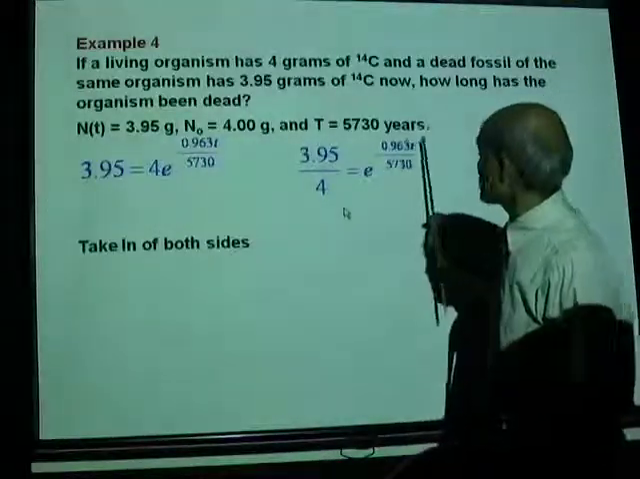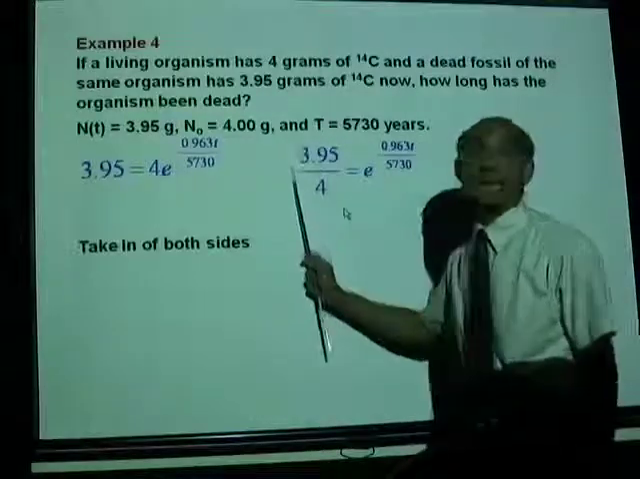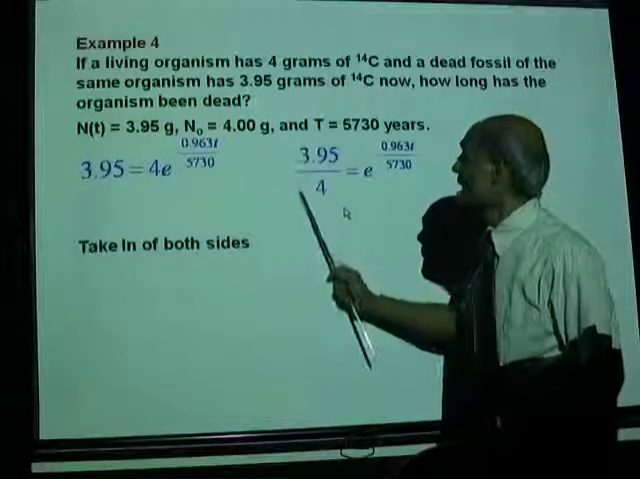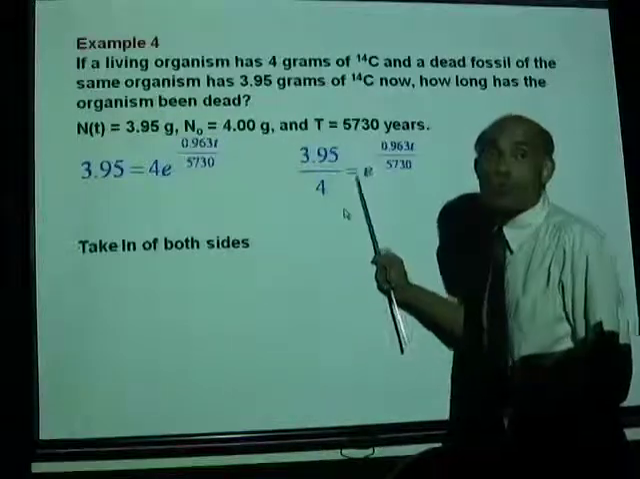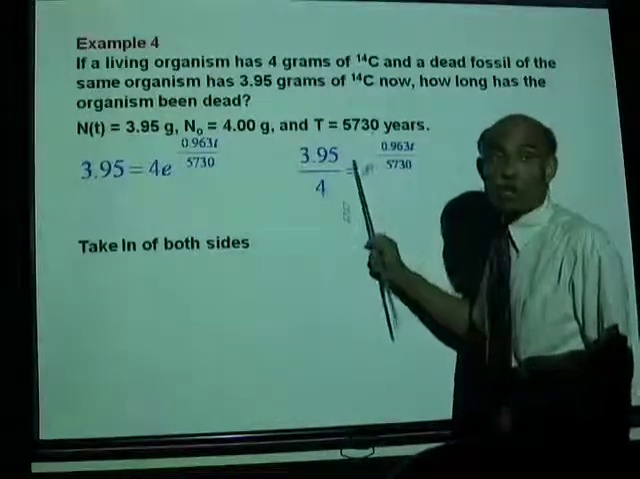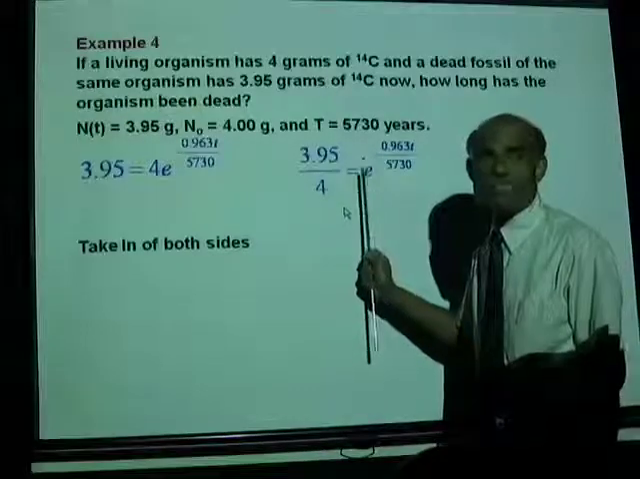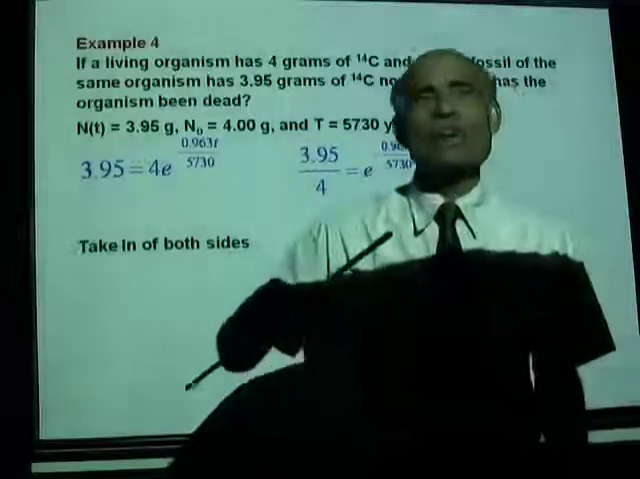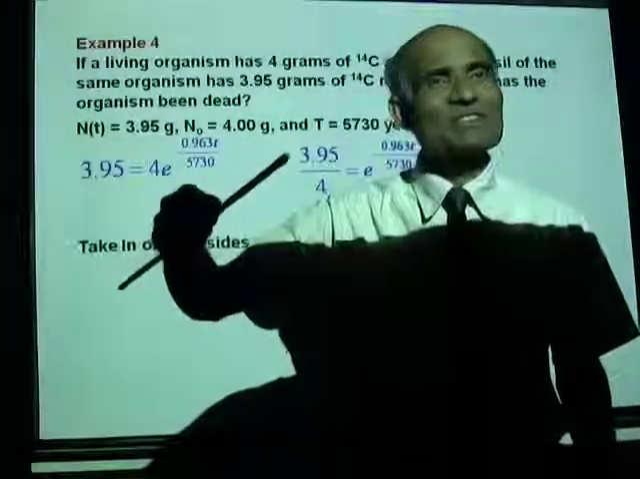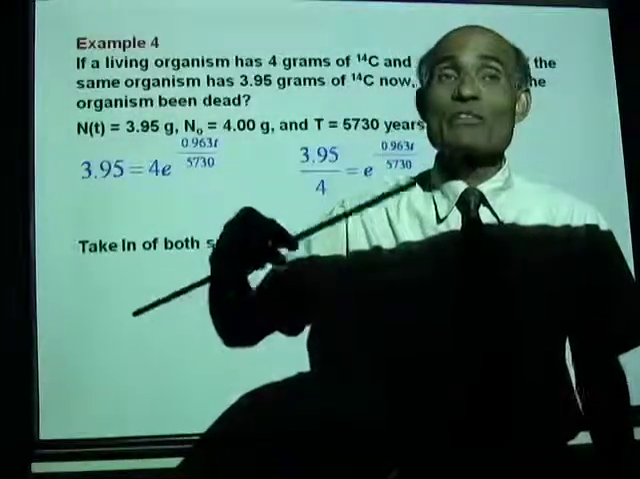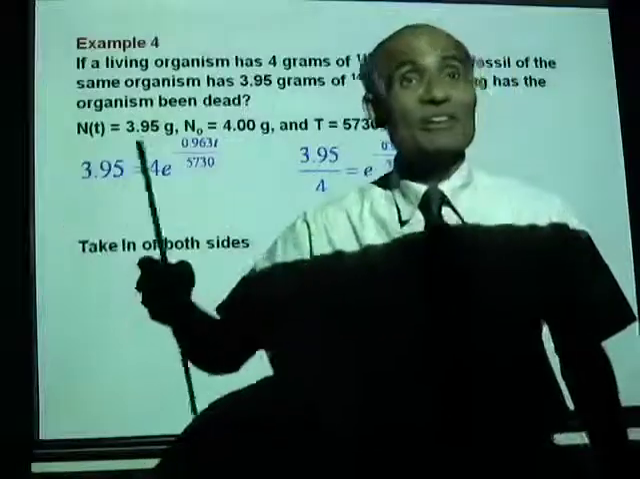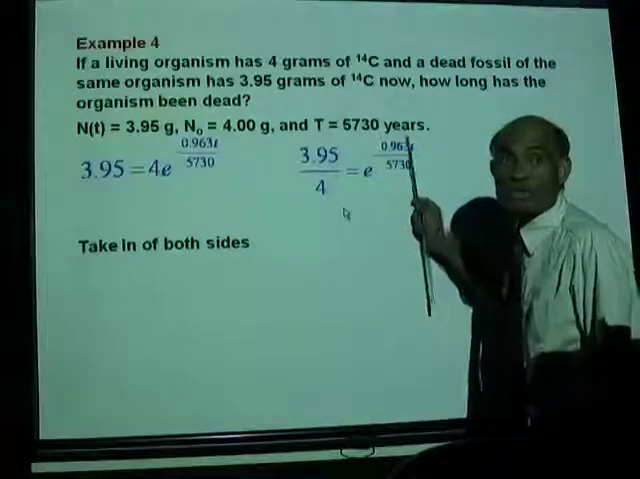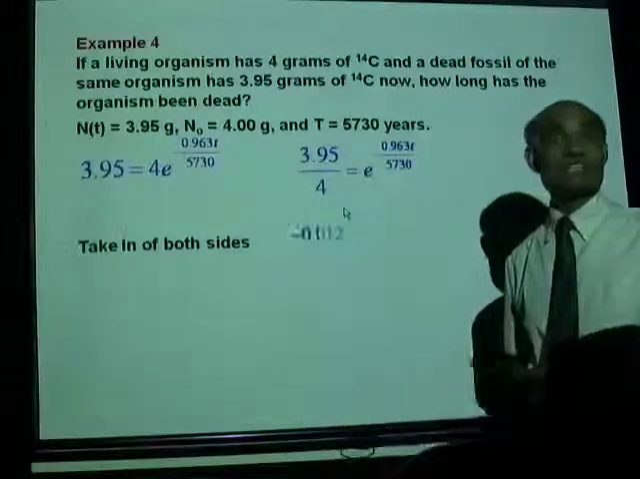Now, in order to solve for t, we take ln of both sides. So what do we have? Ln of this number will be ln of the right-hand side. Now, what is ln of the right-hand side? What is ln of e to the power of x? Ln of e to the power of x is x. Ln of e to the power of this quantity is that quantity itself.